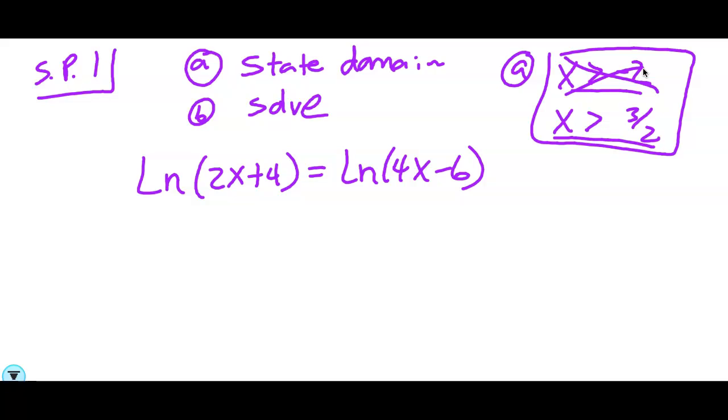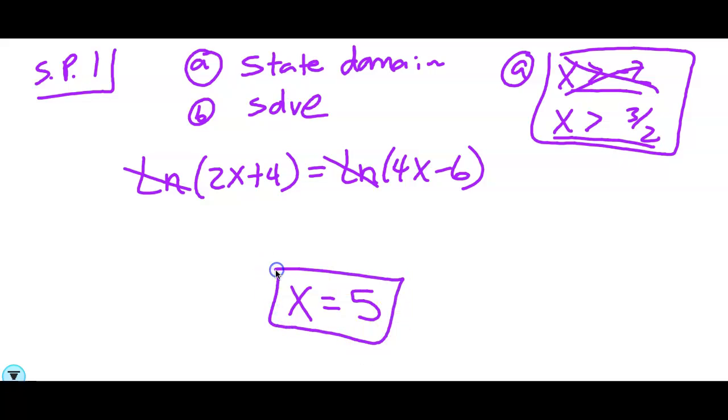So Melanie, what did you get for x? 5. 5 is correct, right? So you drop the log off both sides, subtract 2, add 6, divide, and you're going to get 5. And so the next thing we have to ask is, Sam, is that answer allowed, or am I going to cross it off and say no solution?